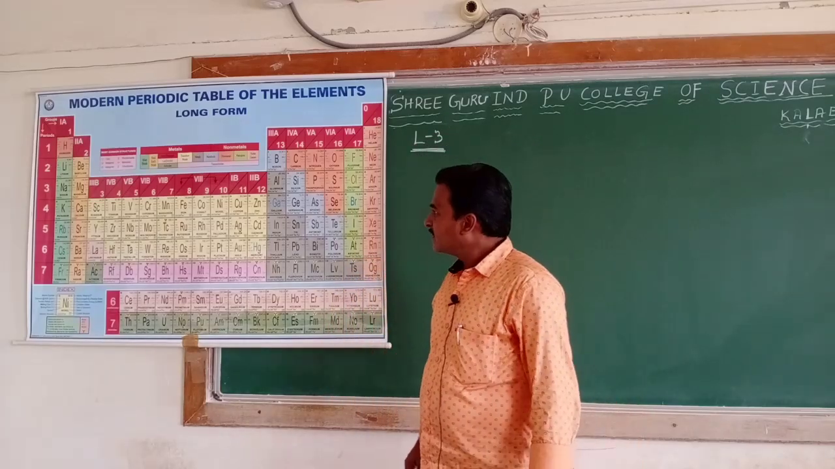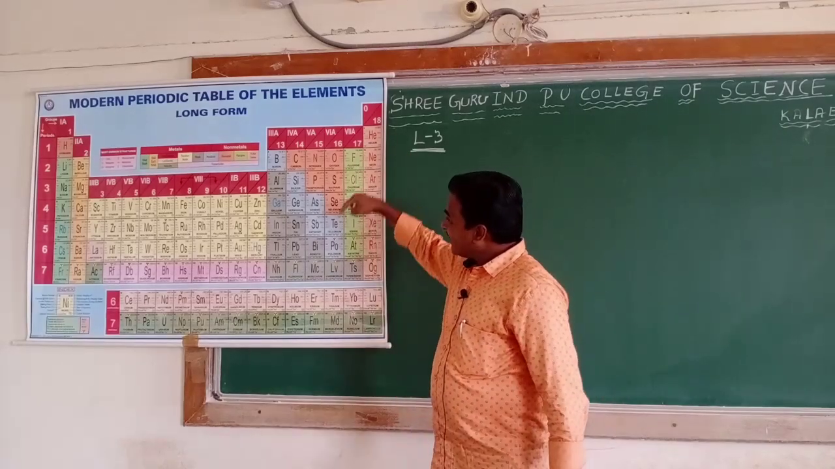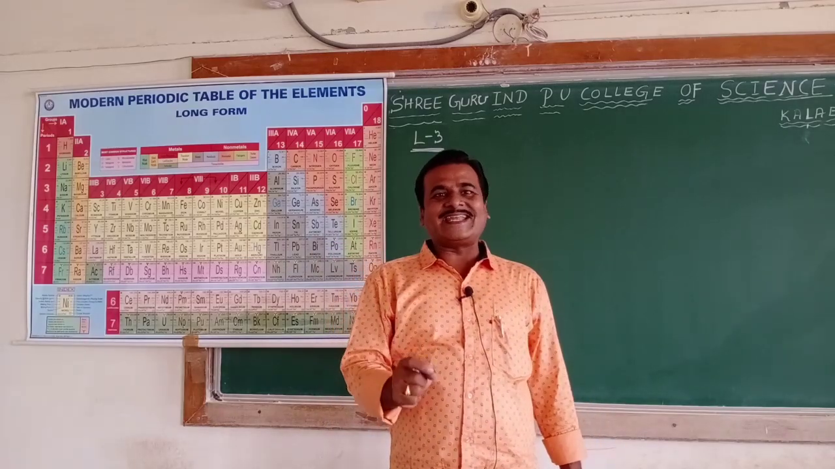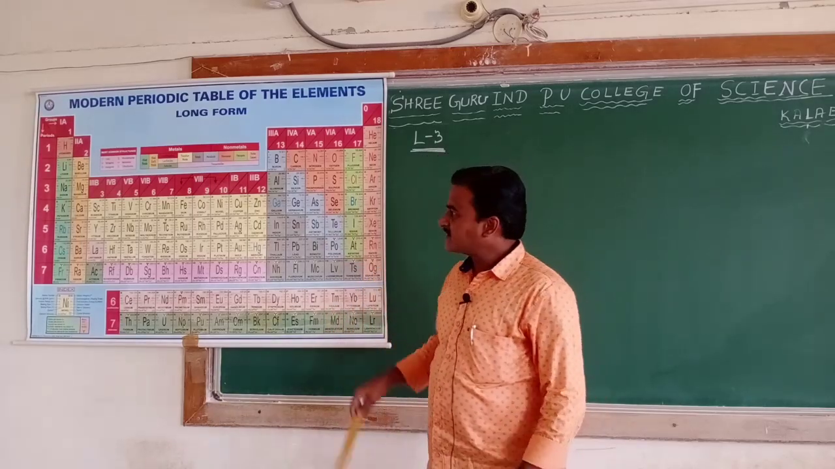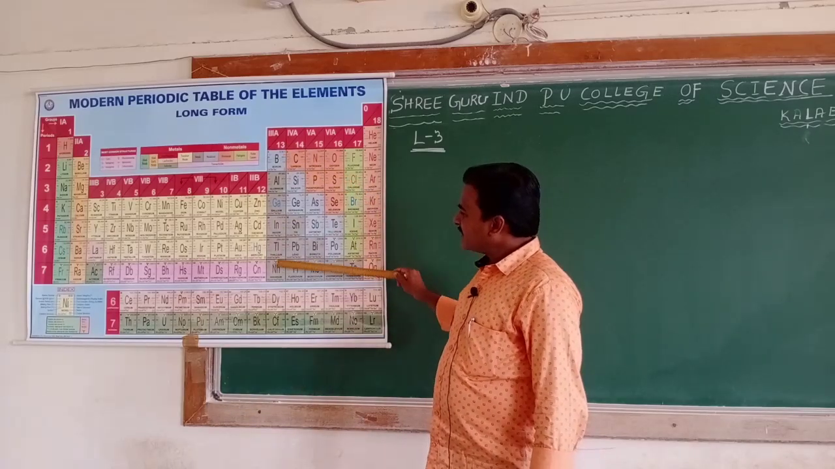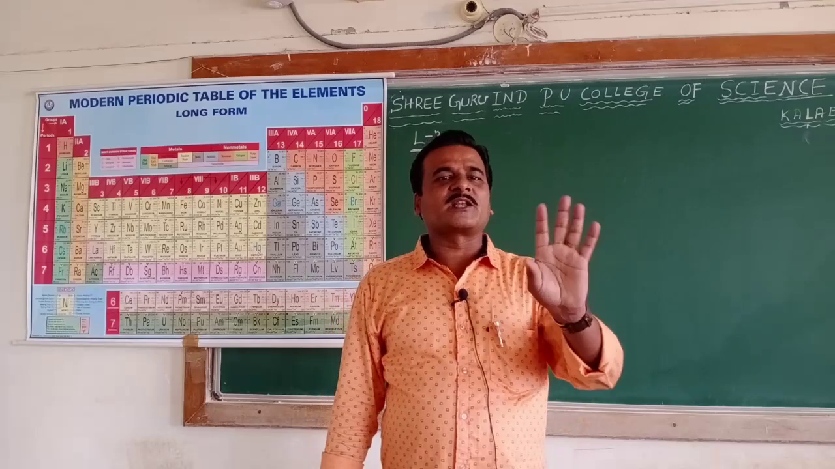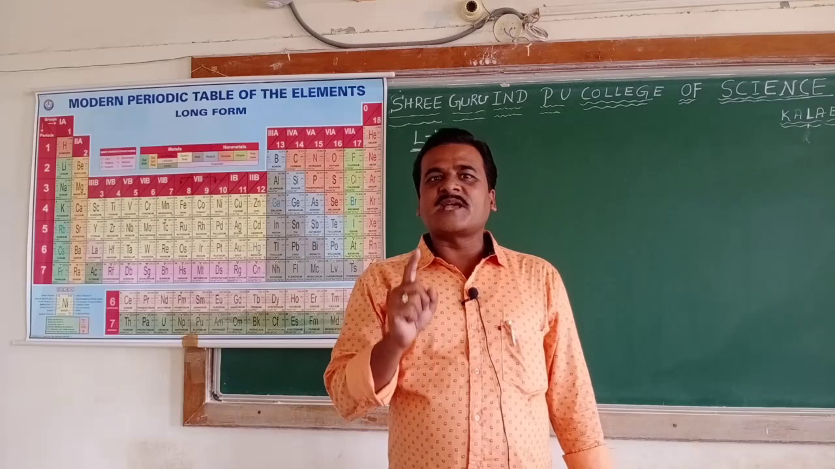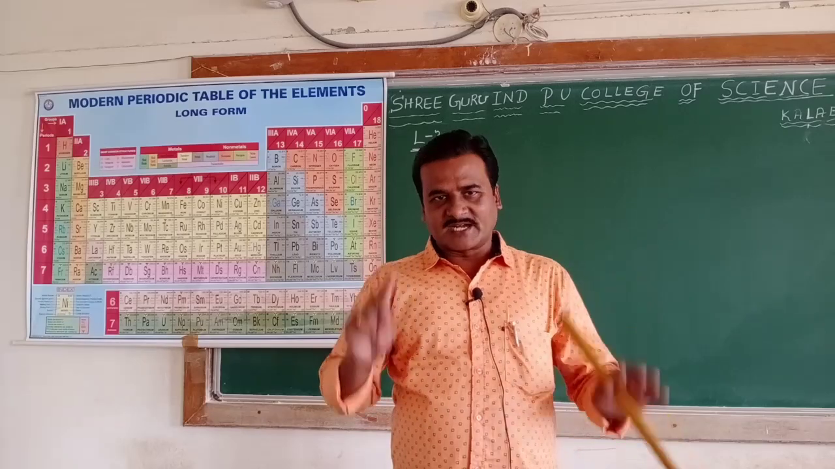Then coming to the last characteristic of a group, as the elements in a group contain the same number of electrons in the valence shell, the chemical properties of the first element of the group and the last element of the group are going to be the same, since they contain the same number of valence electrons, their chemical properties are going to be similar.